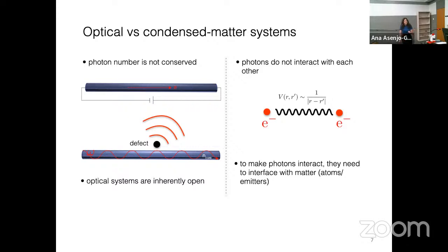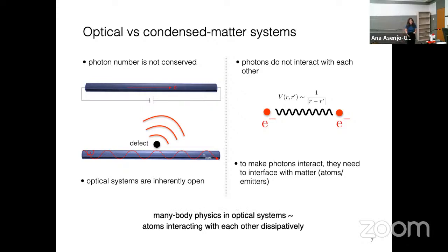The second thing that is different is that in contrast to electrons, which see each other via the Coulomb interaction, photons do not interact with each other. So if a photon comes and crosses another, they would not see each other. And this means that to make photons interact, they need to be interfaced with matter. And for me, matter means atoms or other types of quantum emitters. So today I'm going to be talking about many-body physics in optical systems, which means that atoms are going to be interacting with each other dissipatively.